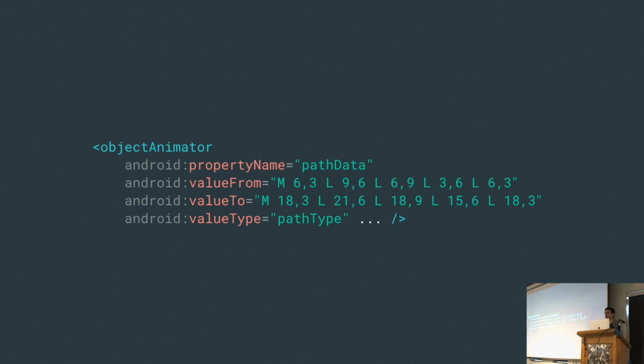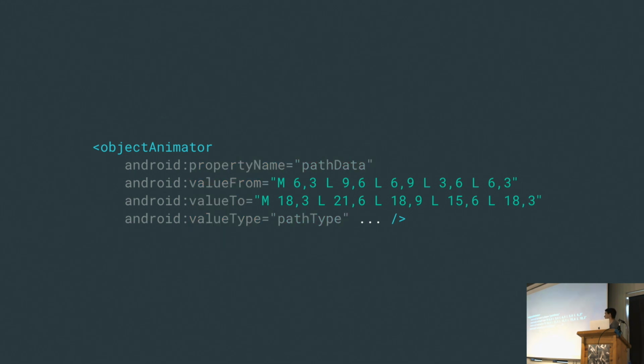So say you want to morph that square into another shape. You can do that using the familiar ObjectAnimator object, which Stacy also talked about. This is animating the path data property of a vector drawable path.